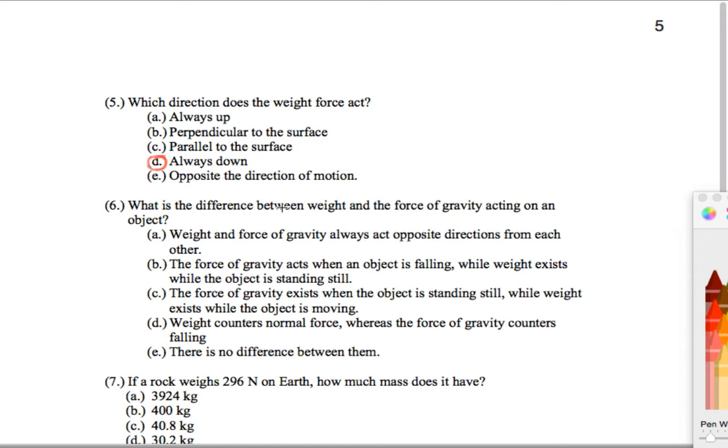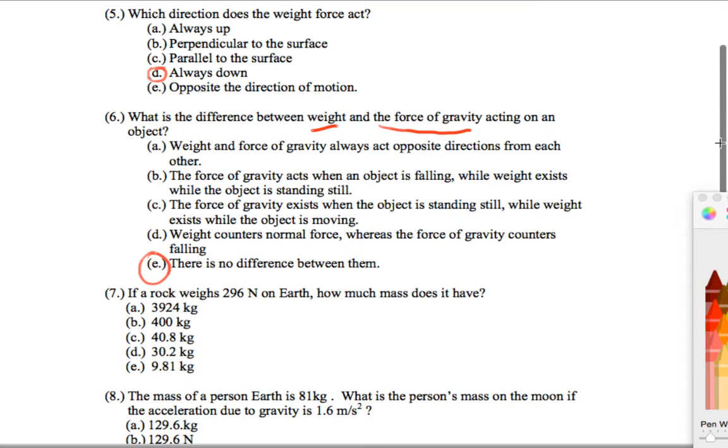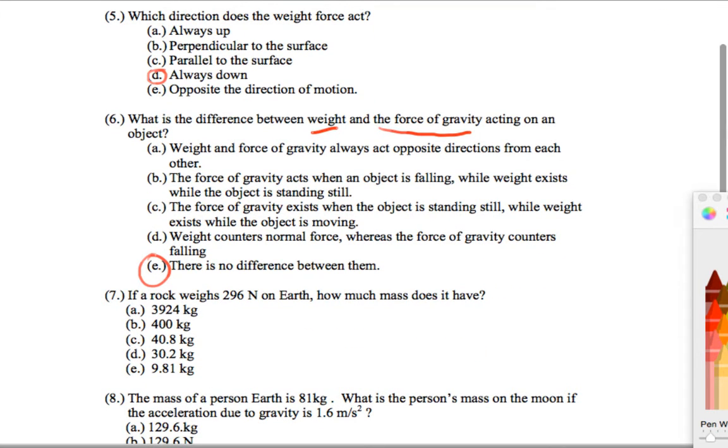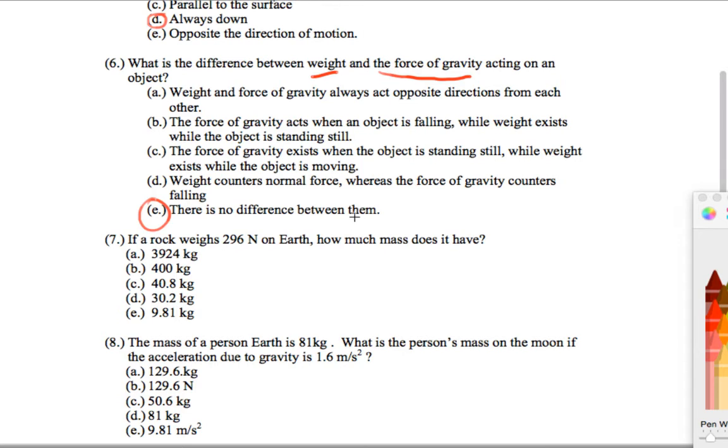Now, what is the difference between weight and the force of gravity? This is something that I'm seeing a lot of people still missing. There is no difference between them. Even in the last forces appraisal, I saw people were still getting that mixed up. They are absolutely the same.